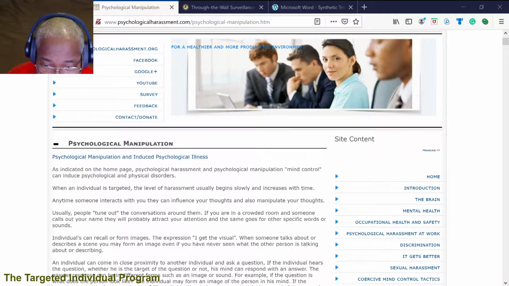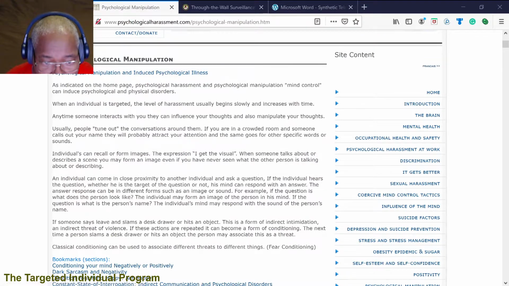Individuals can recall or form images. With the expression "I get the visual," when someone describes a scene, you may form an image even if you have never seen what the other person is describing. An individual can come in close proximity to another individual and ask a question. If the individual hears the question, whether he is the target of the question or not, his mind can respond with an answer. The response can be in different forms, such as an image or sound. For example, if the question is what does the person look like, the individual may form an image of a person in his mind. If the question is what is the person's name, the individual's mind may respond with the sound of the person's name.